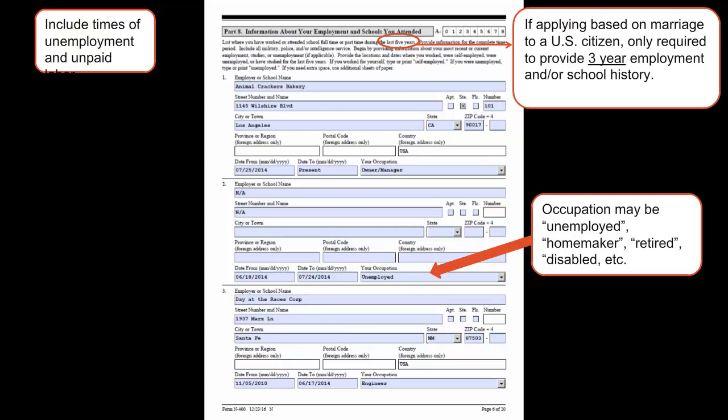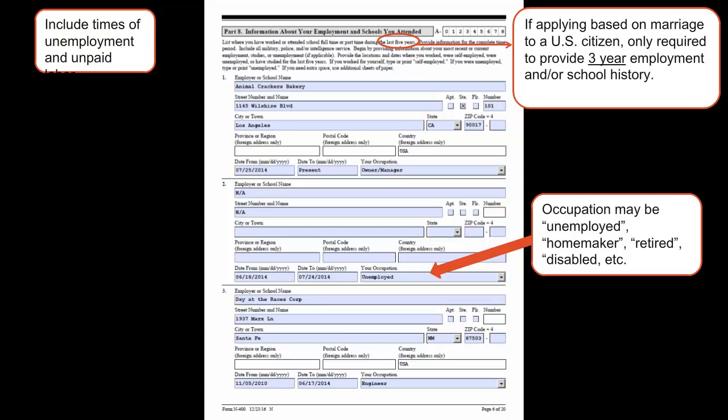Part 8, page 6, is about the applicant's employment and schools they attended. Start with their current employment and work backwards. Occupation may sometimes be unemployed, a homemaker, retired, or disabled if they are not working for some reason. Make sure to reflect any times of unemployment or school attendance.